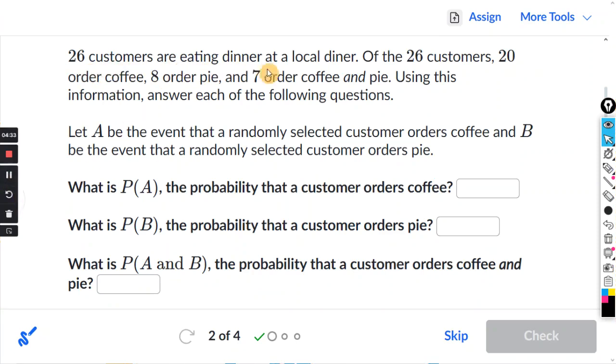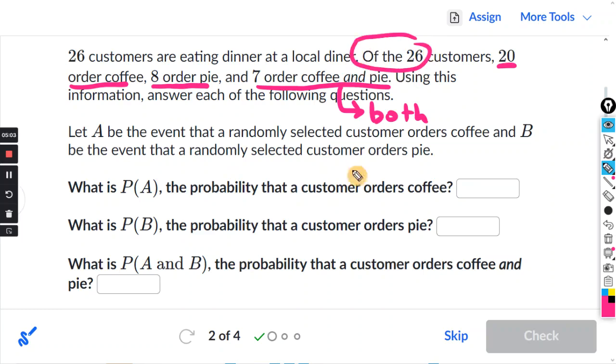26 customers are eating dinner. Of the 26, 20 order coffee, 8 order pie, 7 order coffee and pie. Using this info, answer the questions. So 20 order coffee, 8 order pie, 7 order coffee and pie. This right here is both. And it's out of how many? Out of 26. So that's going to be the denominator in most cases.